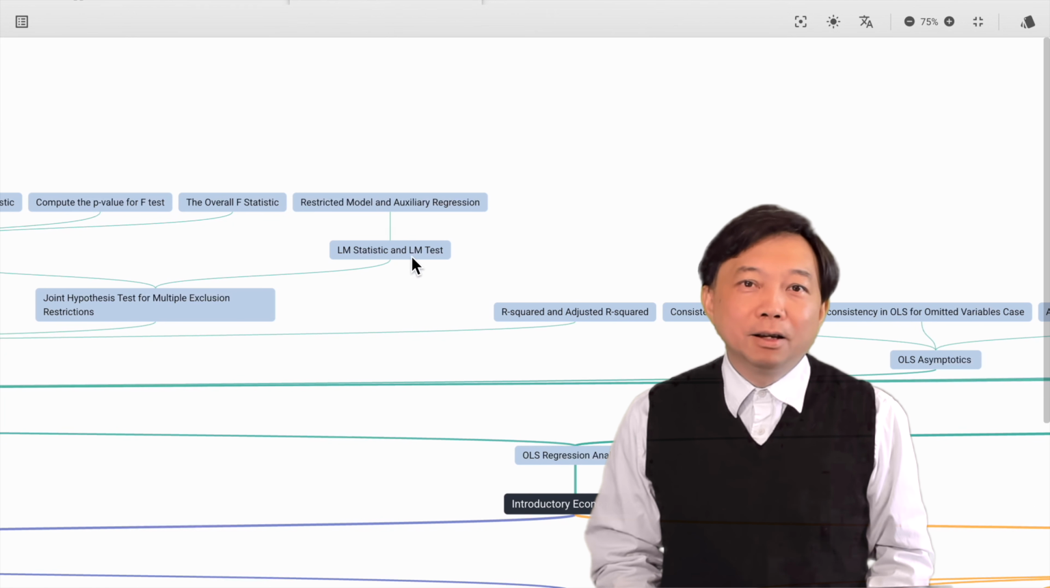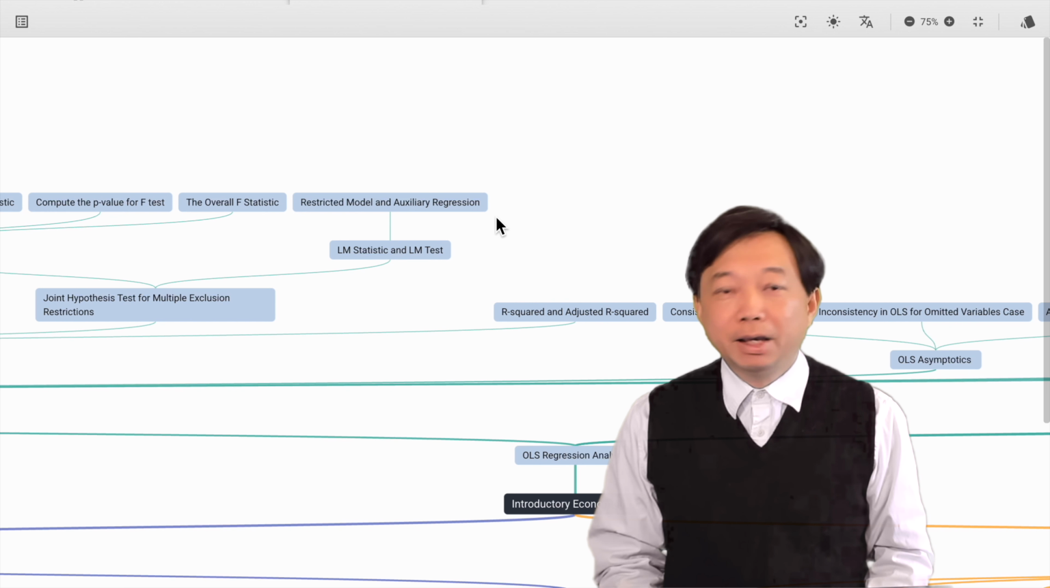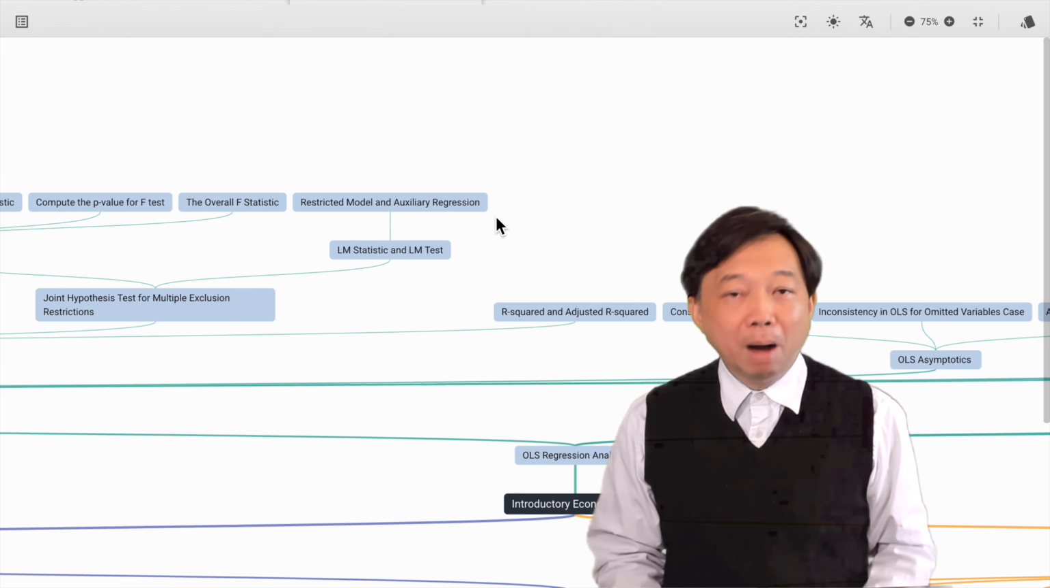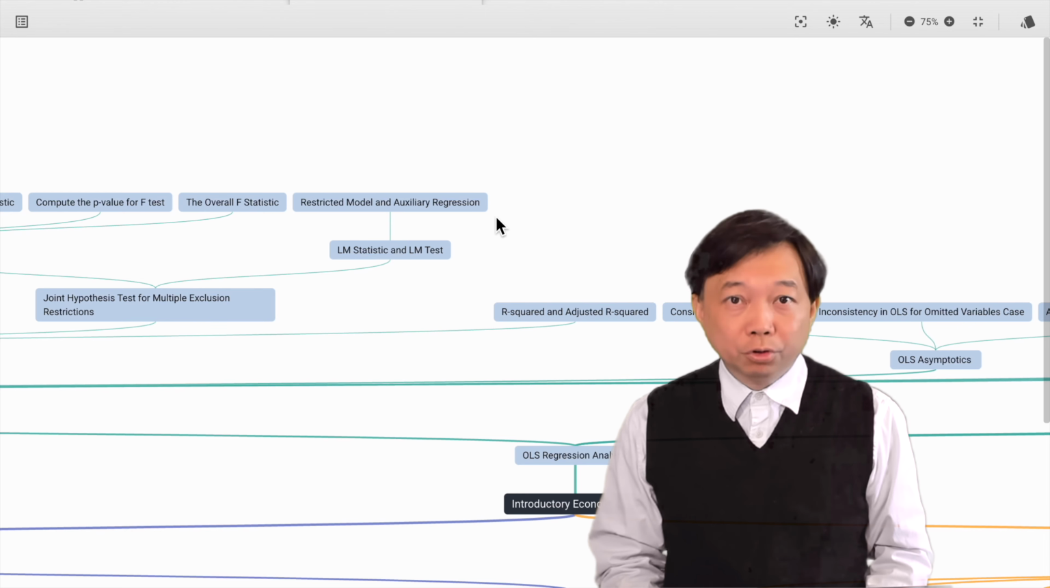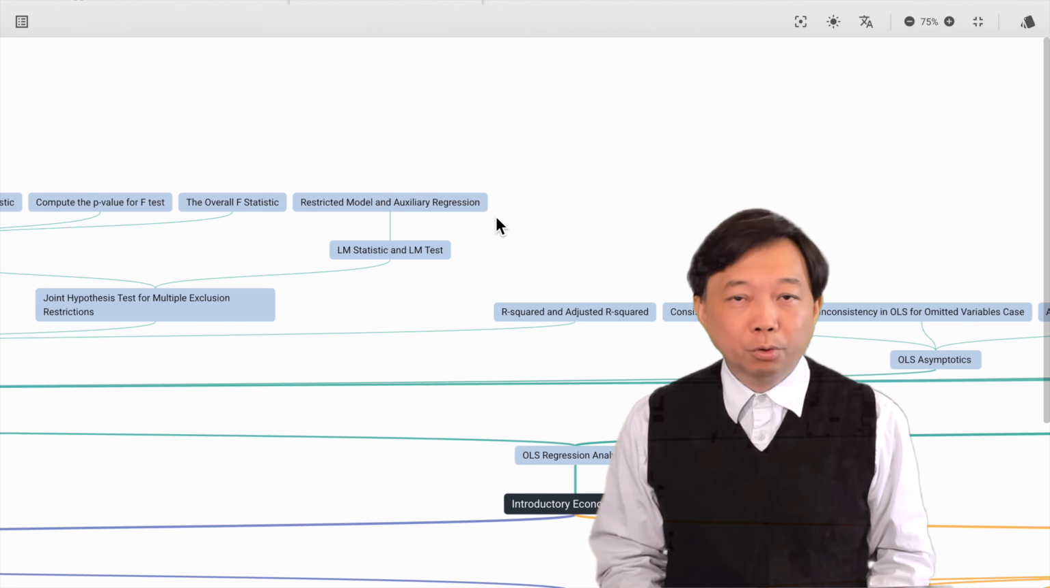We have discussed the LM statistic and the LM test. The LM test is for multiple exclusion restrictions in a large sample. It involves 2 regression models, the restricted model and the auxiliary regression.